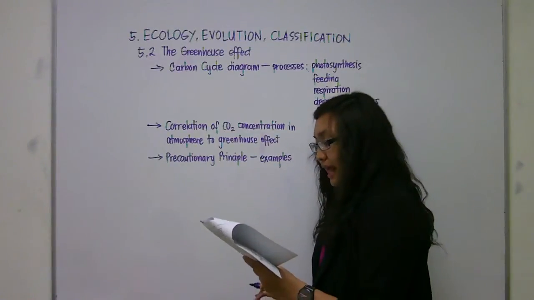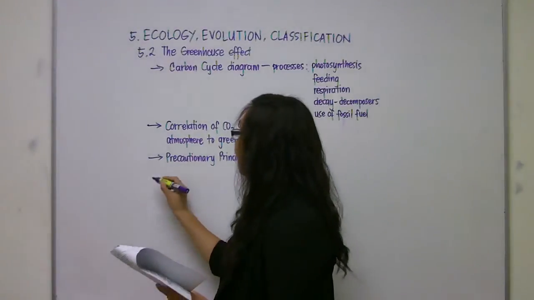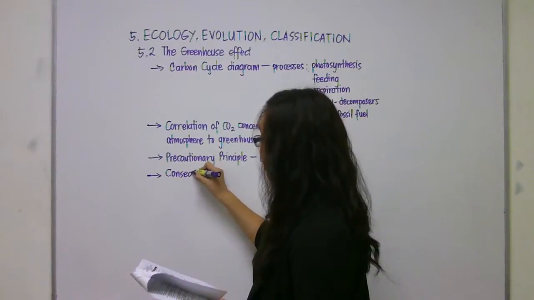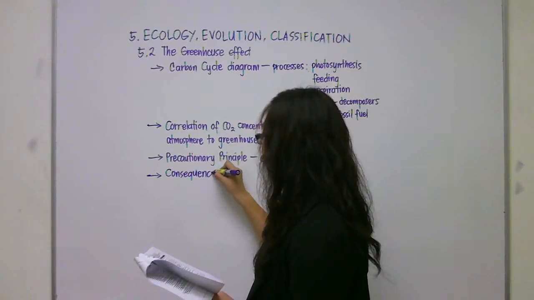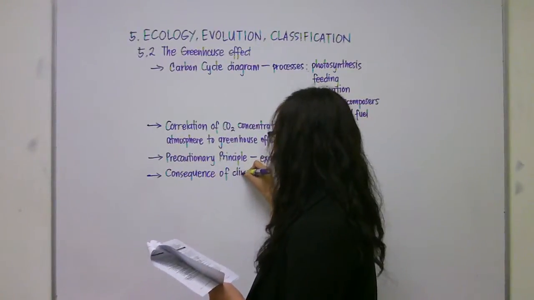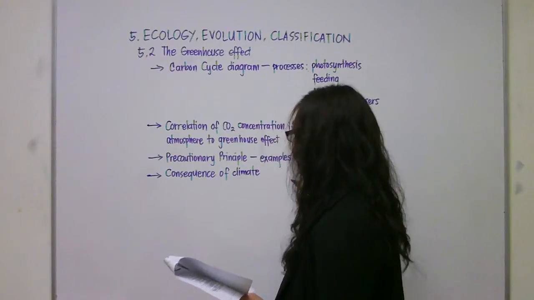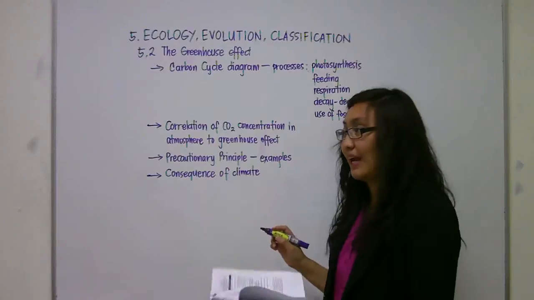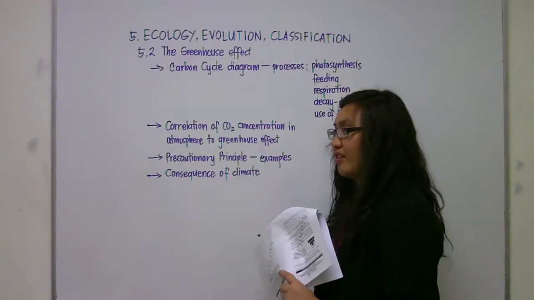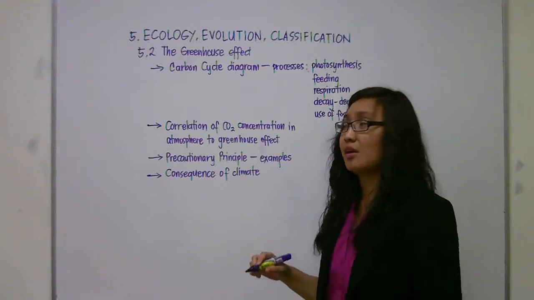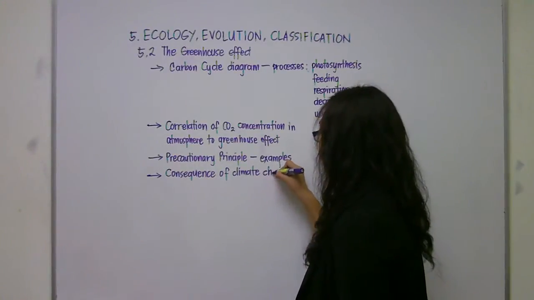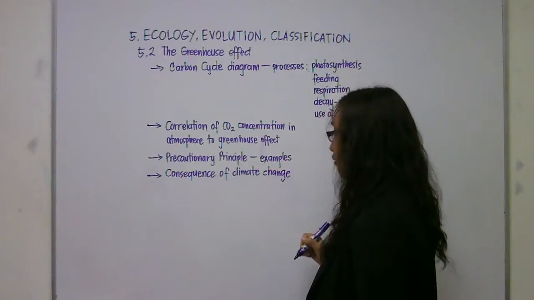The last area that needs to be discussed under the greenhouse effect is the consequences of climate change on Arctic ecosystems. Since the Arctic ecosystems are greatly affected by climate change, we have to discuss what could happen to them. In that sense, we have to be able to discuss it.